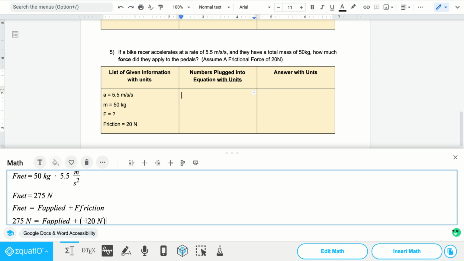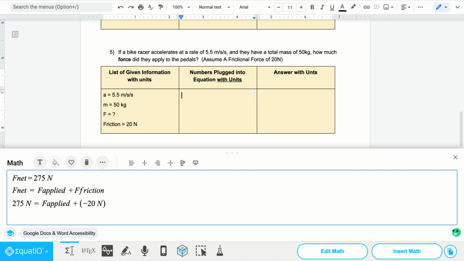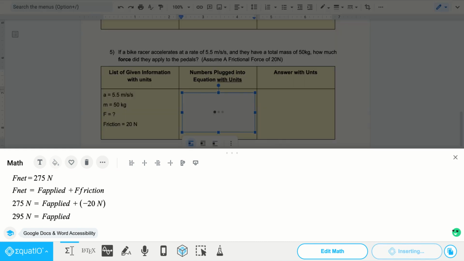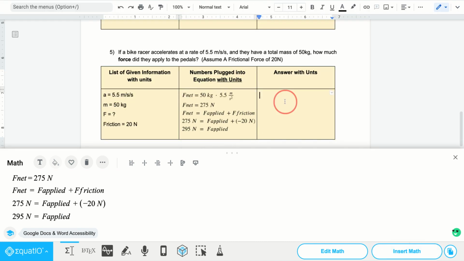So now I need to add 20 newtons to both sides to get that 20 newtons of friction over on the other side of the equal sign so that we know what the applied force will be. So if I add 20 to that, then this will become 295 newtons is equal to the force applied by the biker. That was a long one. We'll insert all of that, and then I'm just going to rewrite it as our answer. Force applied by the biker is equal to 295 newtons.